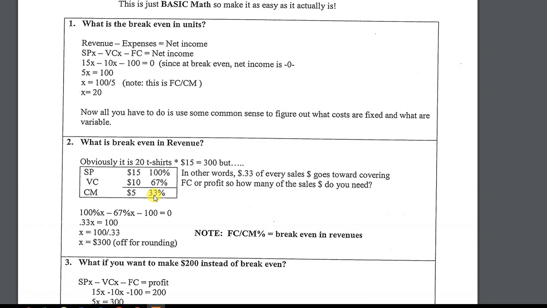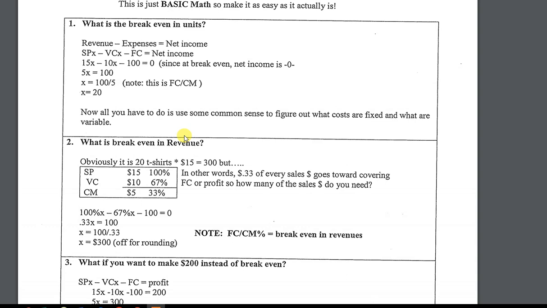Okay, so I can put this into 100% times X, minus 67% times X, minus fixed cost equals 100. That gives me 33% right there, equals 100. So 100 divided by 0.33 is approximately $300, okay? So this is break even in revenue.